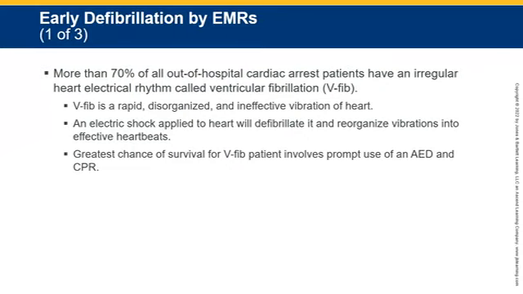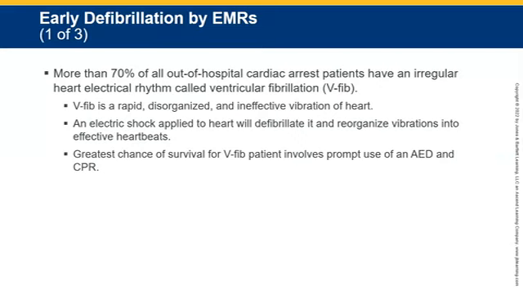All right, more than 70% of all out-of-hospital cardiac arrest patients have an irregular heart rhythm called ventricular fibrillation. VFib is recognized by a rapid, disorganized, ineffective vibration of the heart. Okay, an electric shock is applied to the heart and will reorganize or allow the normal pacemaker cells to pick up a regular heartbeat. The greatest chance of survival for a VFib patient is the prompt use of an AED.